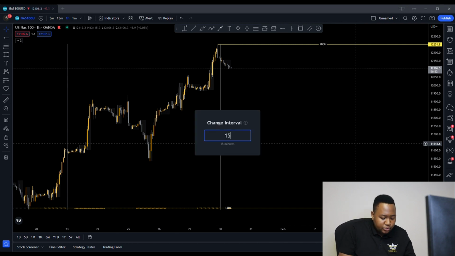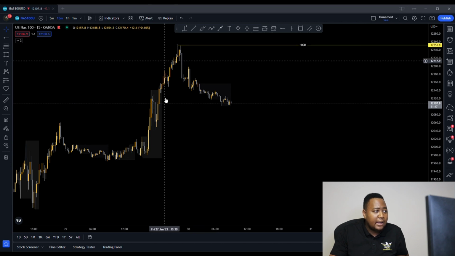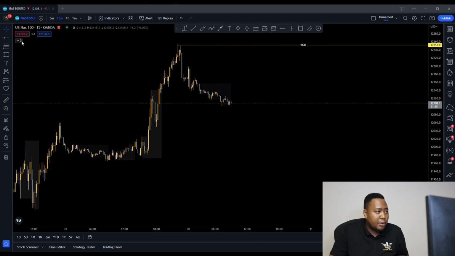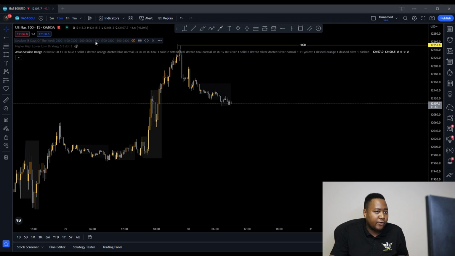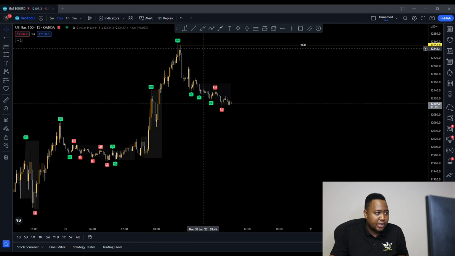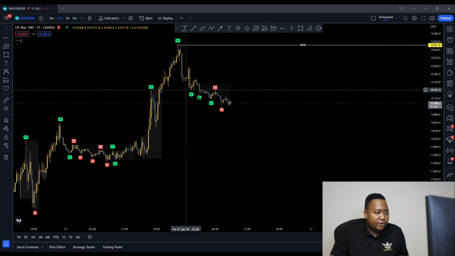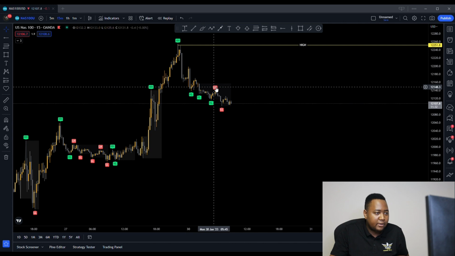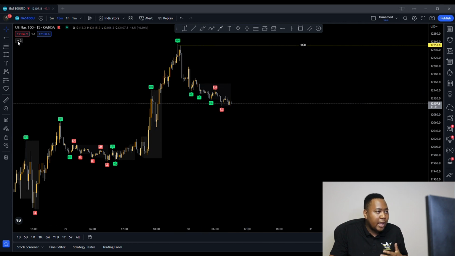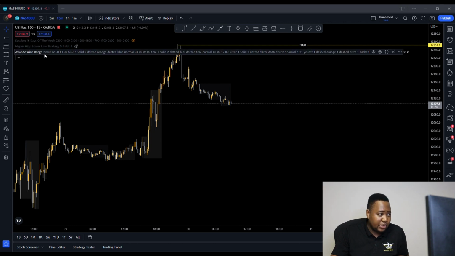Now I want to go to the M5 and break down the structure. We can see that we are in a bearish market. In fact, I can put something for you here. It's called higher high and higher low. As you can see, this shows me that we have higher highs and higher lows, and once the market broke that and created lower highs and lower lows, we are now in a downtrend. So this is called the higher high, lower low strategy. You can put it on your chart.